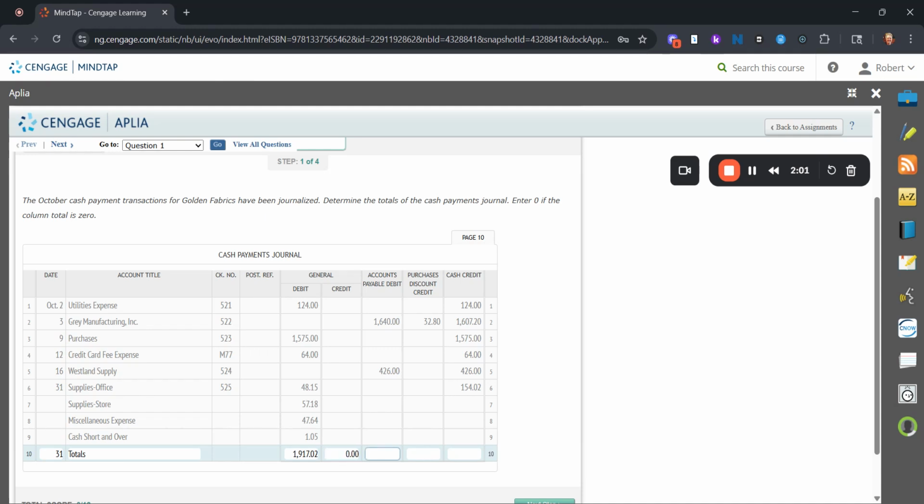Nothing for this column. So then our accounts payable debit column, 1640 plus 426, 2066. Discounts, 3280. Then the cash credit column, 124 plus 160720 plus 1575 plus 64 plus 426 plus 15402. 3950.22.